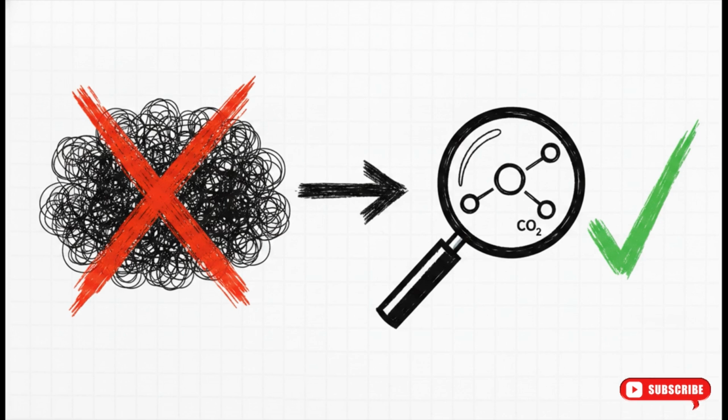You need to explicitly state whether it's carbon dioxide or methane or sulfur dioxide causing acid rain. Precision is everything here. Always name the specific gas involved to secure those hard-earned marks.